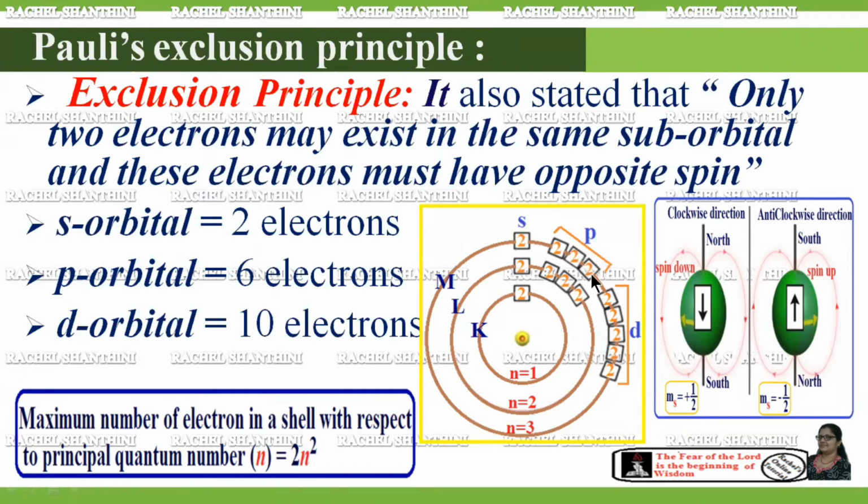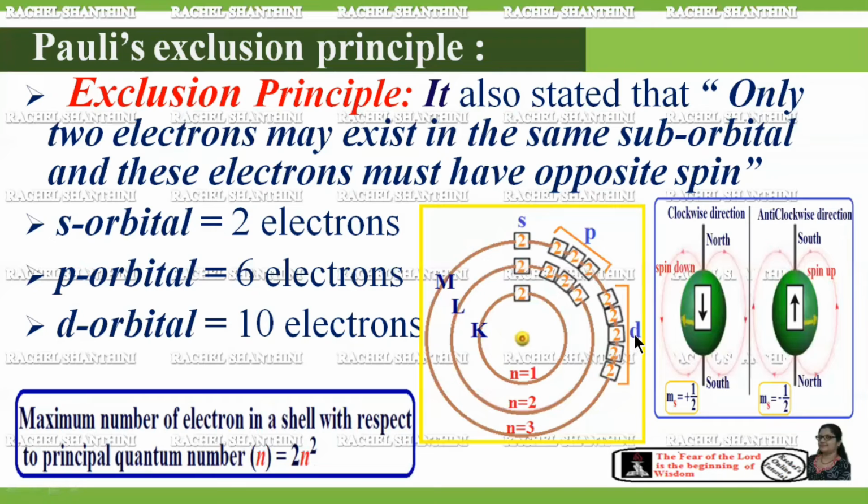P orbital in the x direction, p orbital in the y direction, and p orbital in the z direction, right? So 2 electrons will be present in the px orbital, 2 electrons in the py orbital, and 2 electrons will be there in the pz orbitals. On the whole, how many electrons will be there in p orbitals? P orbitals can accommodate 6 electrons.